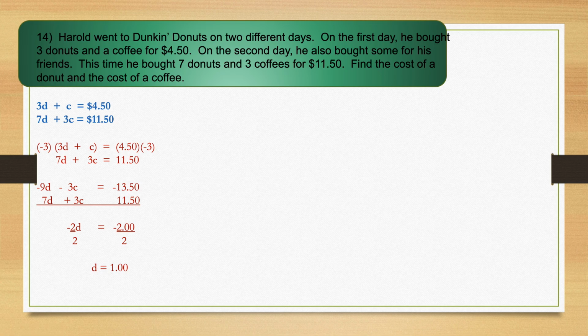Next up, where are we here? Okay, I've got to substitute the D back into either equation. The first one sure looks simpler. So 3 times $1 is $3. Subtracting that, a cup of coffee is $1.50. All right, so there we have that set. That's the elimination technique. Pretty straightforward.